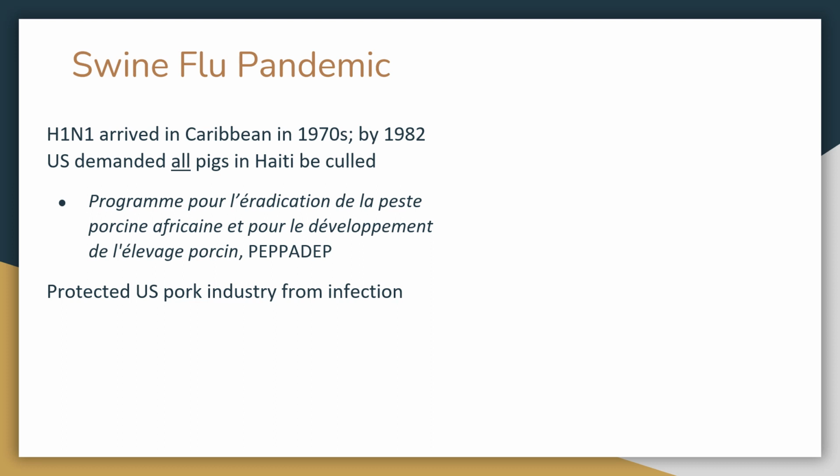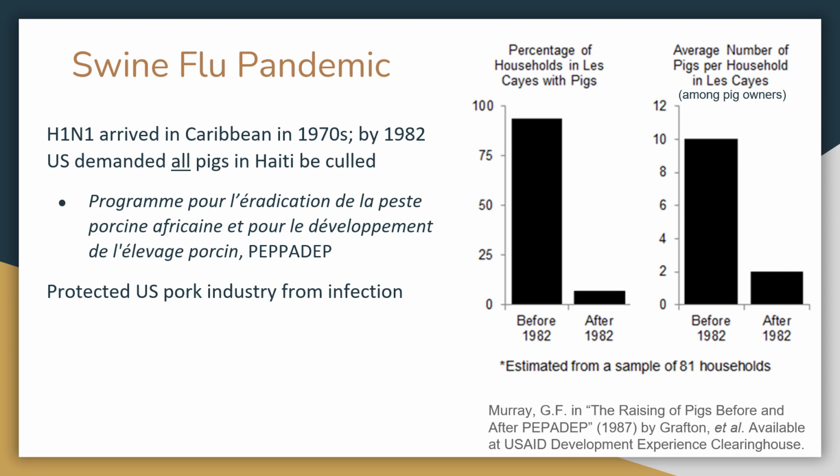Imagine how this affected Haitian pig farmers. Consider these two graphs. The two columns on the left in the first graph display the percentage of households in just one community within Haiti that had pigs. And what you see before 1982, before this culling event, is that nearly all households, nearly 100%, had at least one pig. But after 1982, significantly fewer households did.